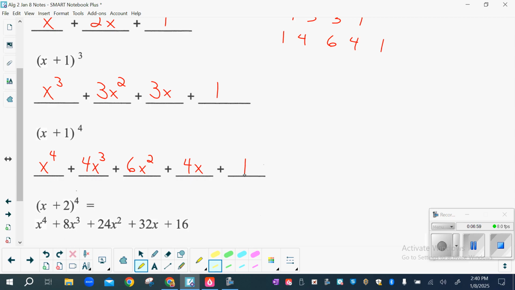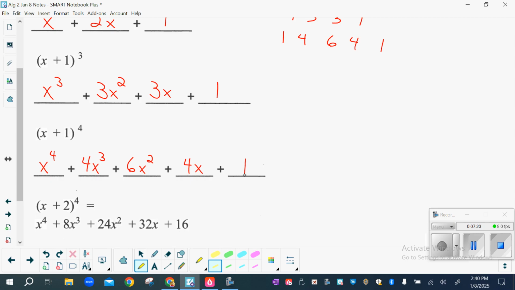So what do we say about the exponent on the x's? What's happening with the exponents on the x's? Somebody said it over here. I want you to recognize what's happening with the exponents on the x's. They're going down by 1. So x to the 4th, x to the 3rd, x squared, x. And this one could be an x to the 0.